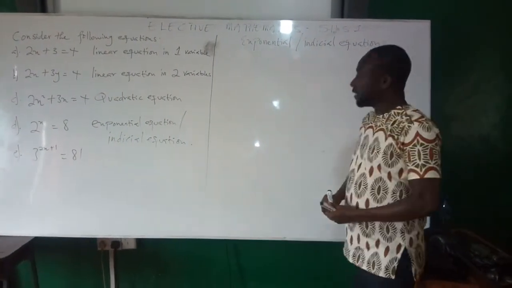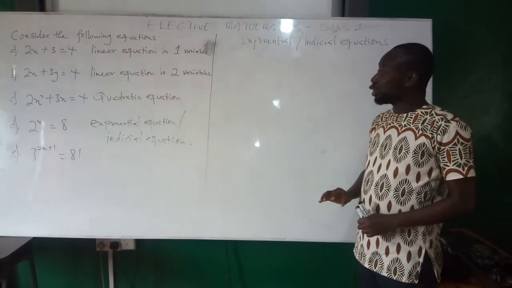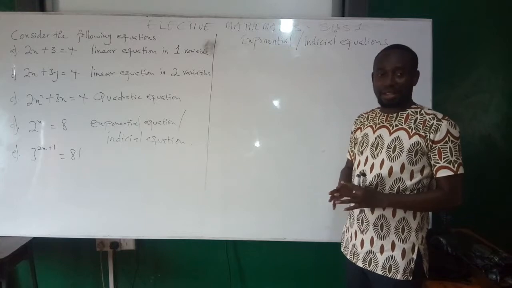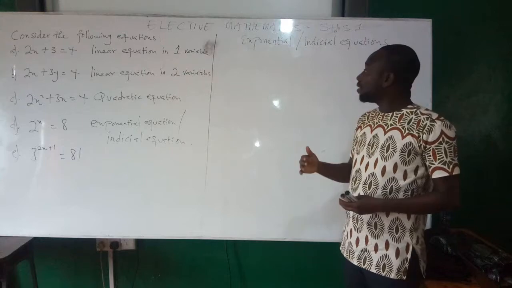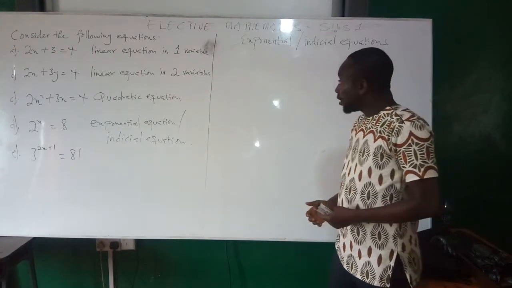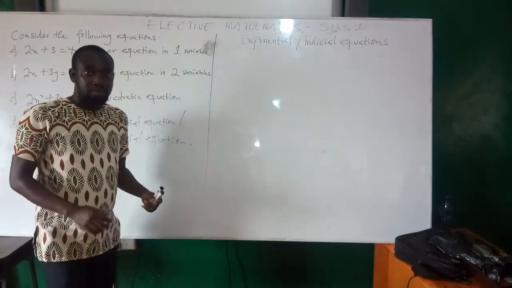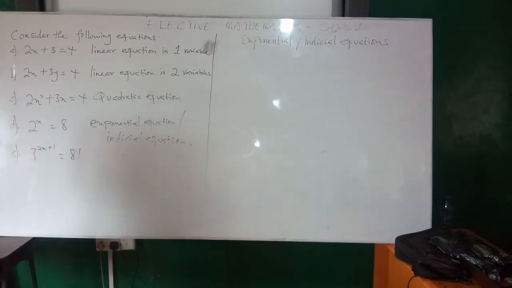So we have exponential or indicial equations. Now by the end of this lesson, we should be able to explain indicial equations or exponential equations in our own ways. Then we should be able to solve exponential equations. Okay, so now let's look at the definition for exponential equation. Based on what was said here, the D and the E, how do we explain or describe an indicial equation?